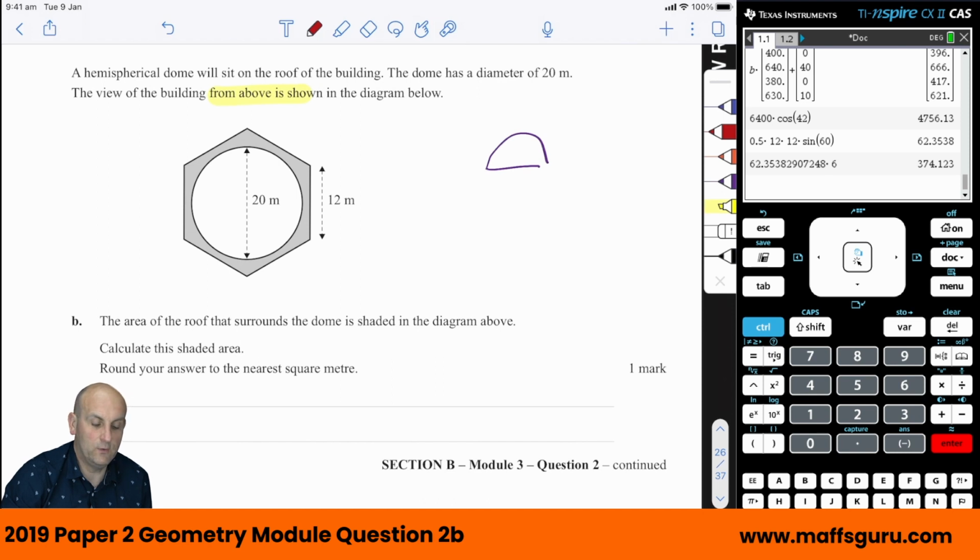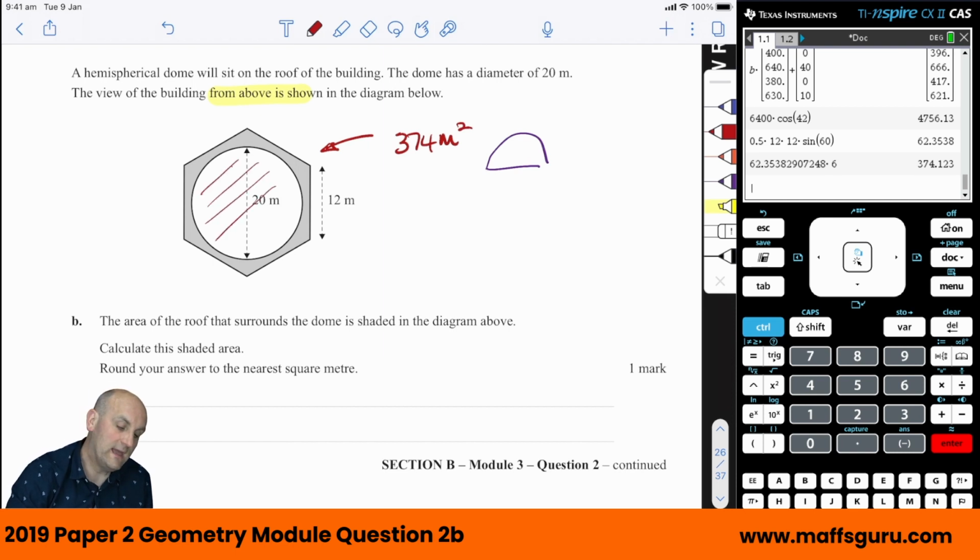Calculate this shaded area. Well, it just so happens you've already worked out the area of that hexagon as 374 square meters. So what we now need to do is work out the area of this circle, and then take them away. Because they've given me a diameter, it's a trick. The area is equal to pi times the radius squared, which is pi times 10 squared.